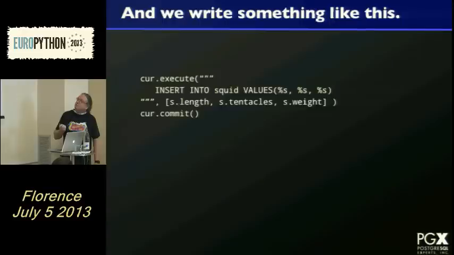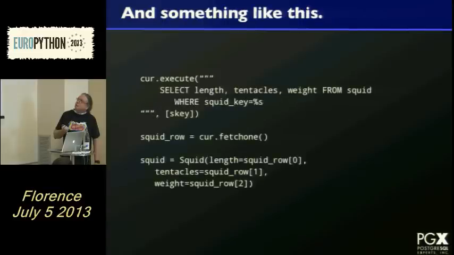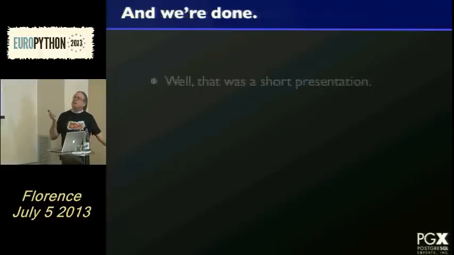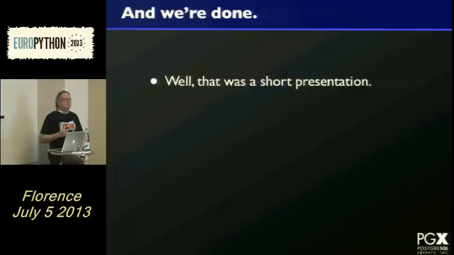OK, and commit it. And then we get the squid back out. And then we instantiate a new object out of the row we got. See, squids in Postgres. And we're done. OK, that was a short presentation.